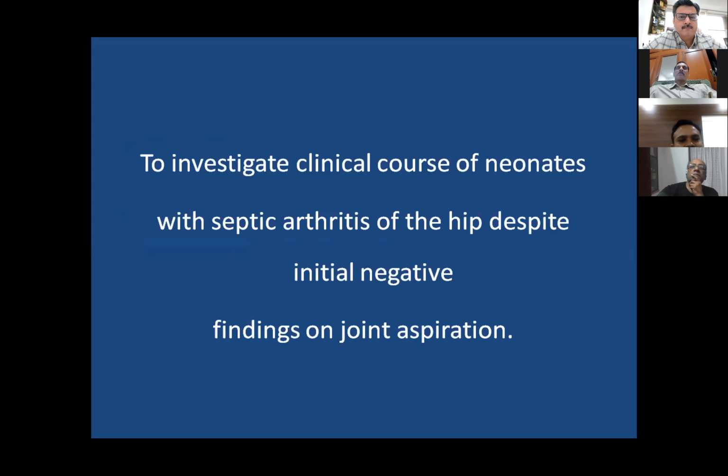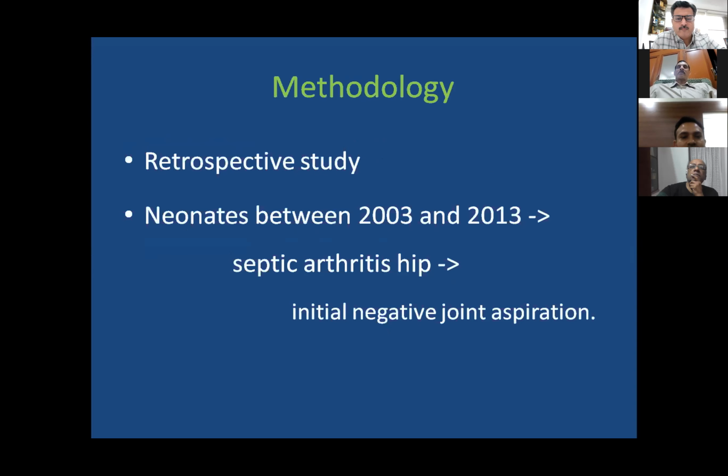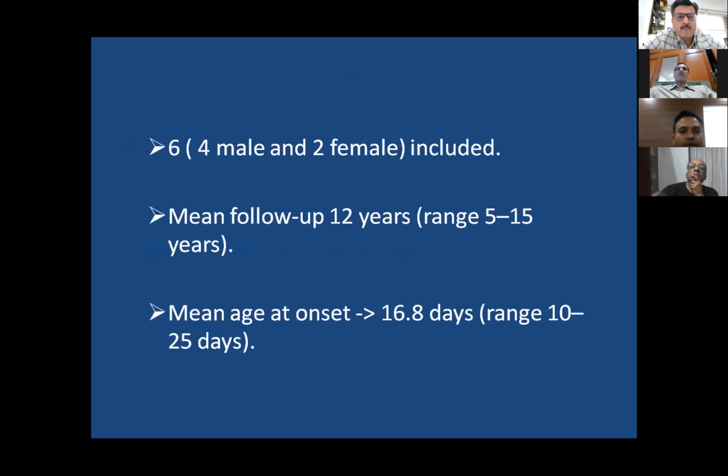The aim of this study is to investigate the clinical course of neonates with septic arthritis of the hip, despite an initial negative finding on joint aspiration. This is a retrospective study. They selected neonates who were diagnosed with septic arthritis and who had negative joint aspiration, but were still treated between 2003 and 2013. Out of 57, they selected 6 neonates. 4 were male and 2 were female. Mean follow-up was 12 years and mean age at onset was 16 days.